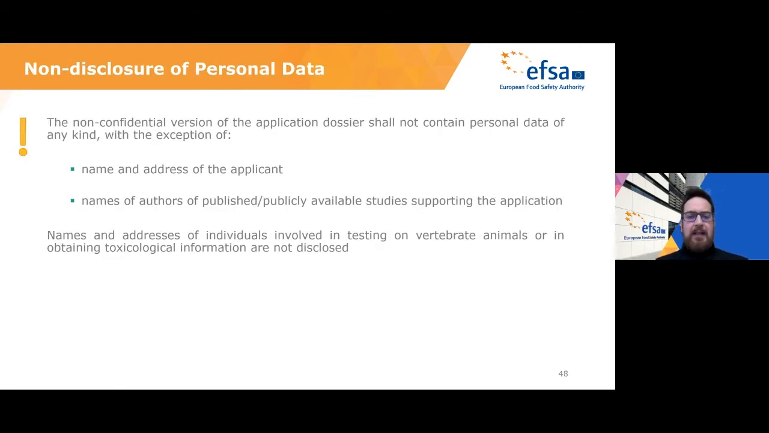When it comes to personal data, the applicant should submit confidentiality requests on personal data and should blacken personal data, except for the name and address of the applicant, which must always be made public, and the names of authors of published or publicly available studies supporting the application, which again need to always be made public. However, names and addresses of individuals involved in testing on vertebrate animals or in obtaining toxicological information should never be disclosed. Next slide, please.